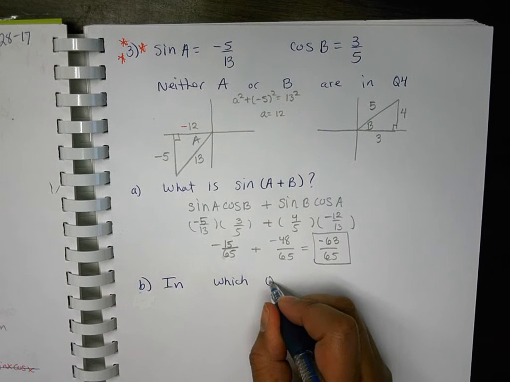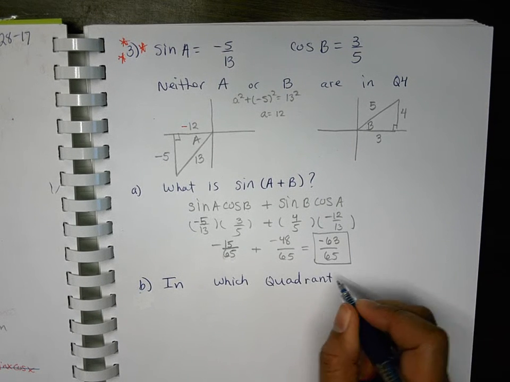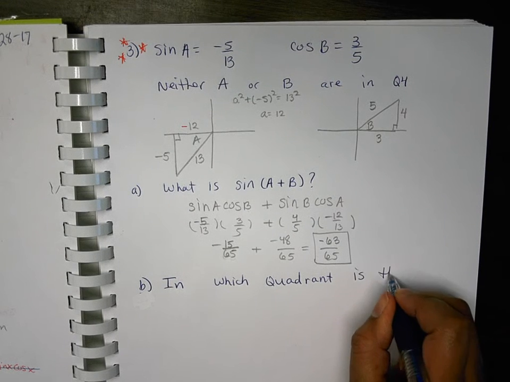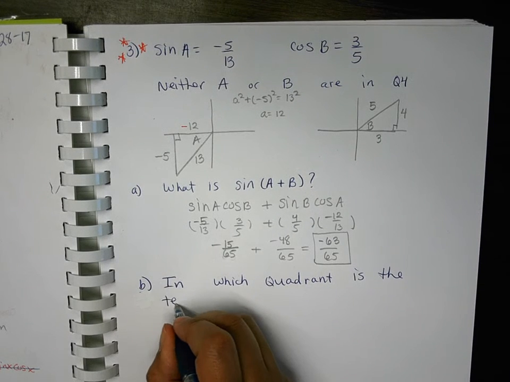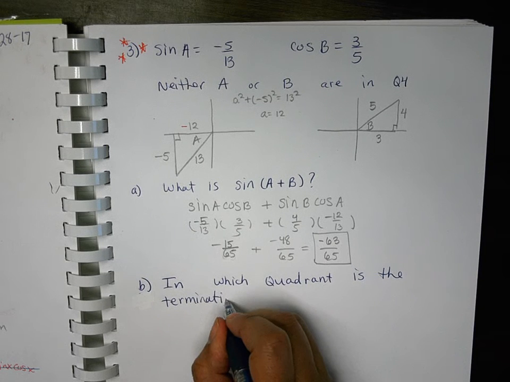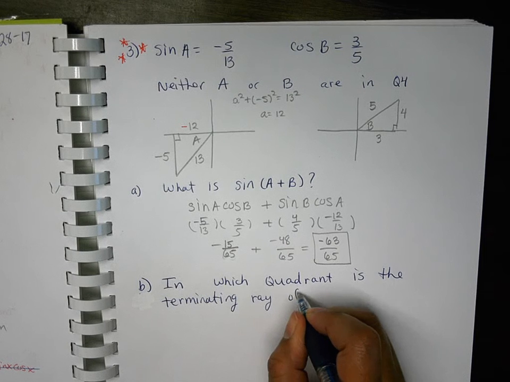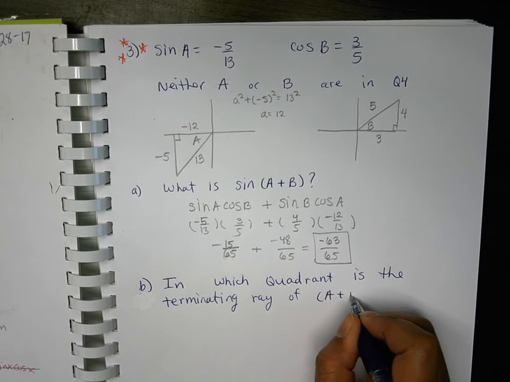In which quadrant is the terminating ray of A plus B?